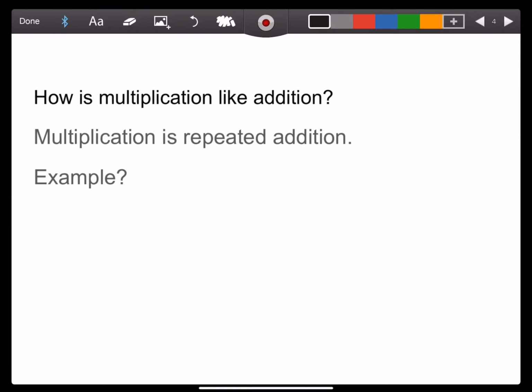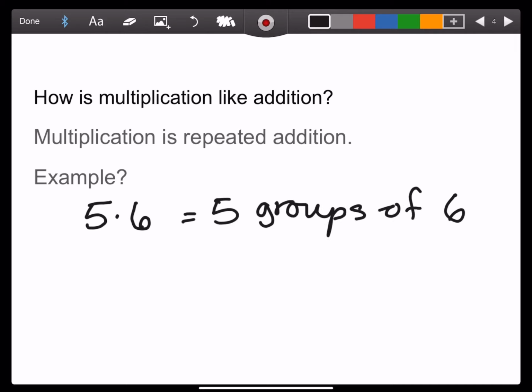So how is multiplication like addition? Remember, multiplication is just repeated addition. So if I had 5 times 6, that means 5 groups of 6, okay? And the groups are equal, so they're equal groups. So that means I have 5 groups of 6, which means 6 plus 6 plus 6 plus 6 plus 6.